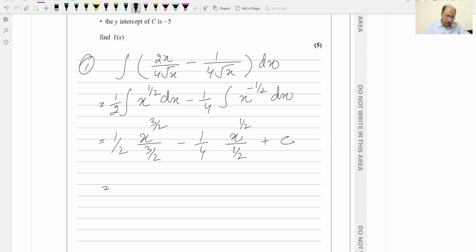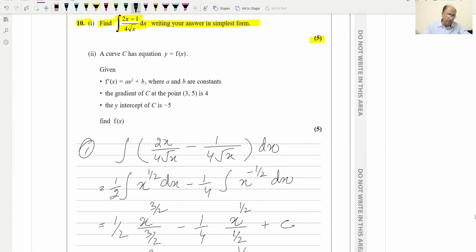Now we can rewrite it. It will be 3 by 6, not 3 by 6, it will be 2 by 6, so it will be 1 by 3. So 1 by 3 x raised to the power 3 by 2 minus 1 by 2 x raised to the power 1 by 2 plus c, and that's all.